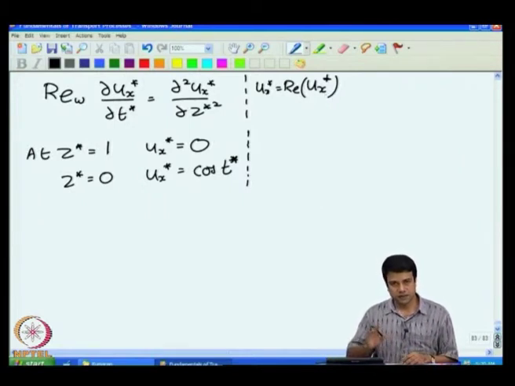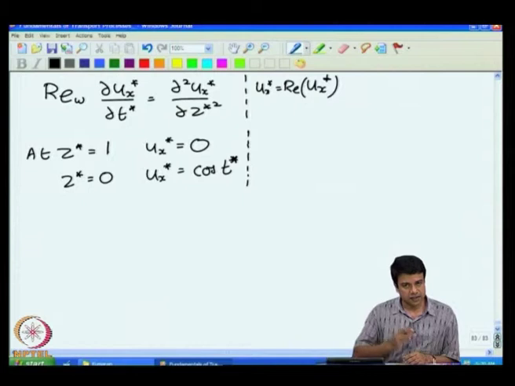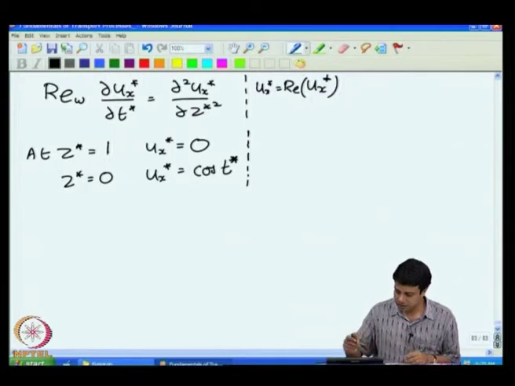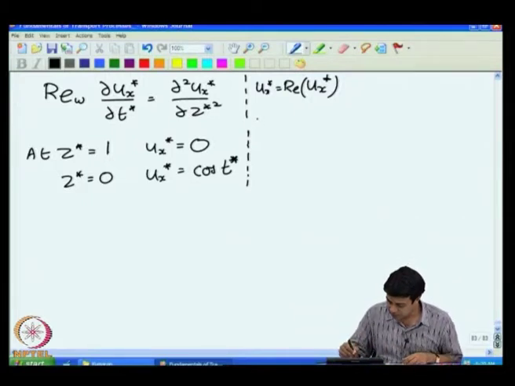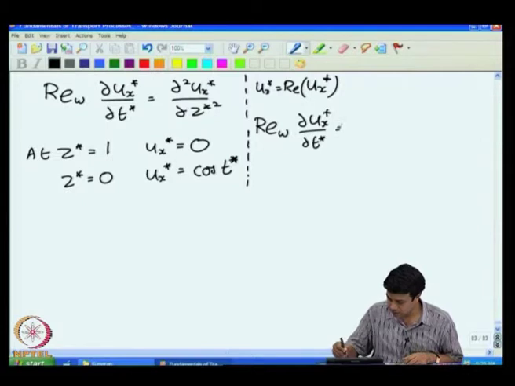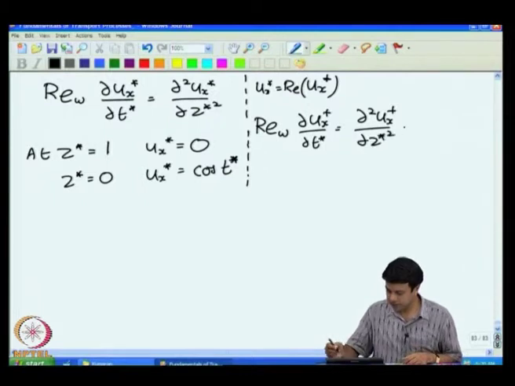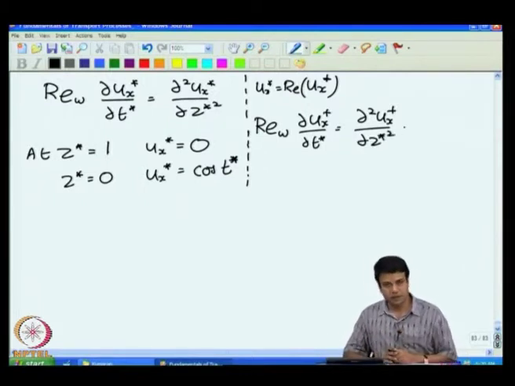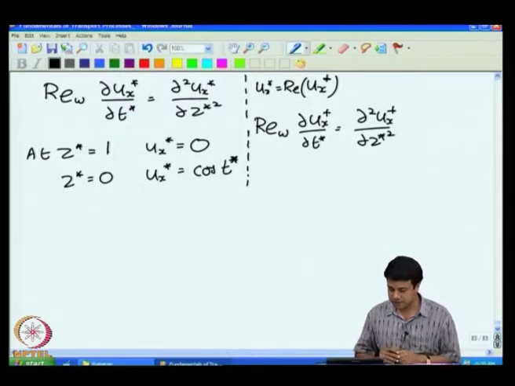So, I am defining a complex velocity field. The actual real velocity field that I am after is the real part of this complex velocity field. The differential equation for this complex velocity field, Re omega dux plus by dt star is equal to d square ux plus by dz star square, is identical to the differential equation for the actual velocity field.